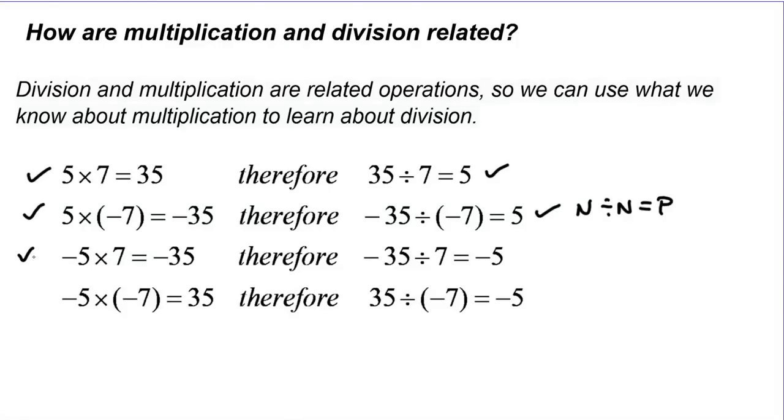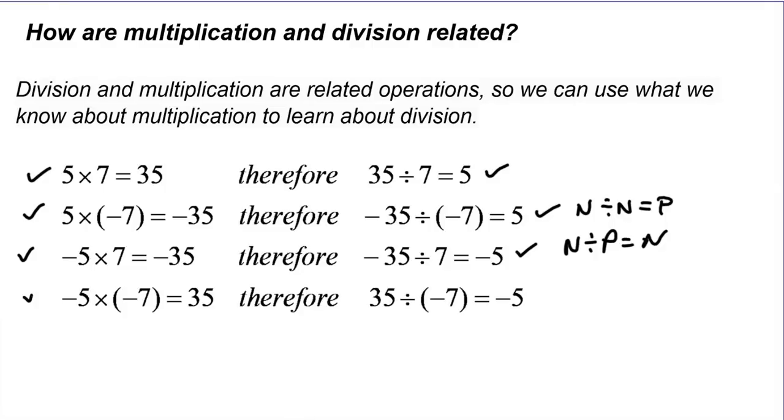Take a look at the next one. Negative 5 times 7 equals negative 35. Therefore, negative 35 divided by 7 has to equal negative 5. And now we know that a negative divided by a positive is going to end up negative.